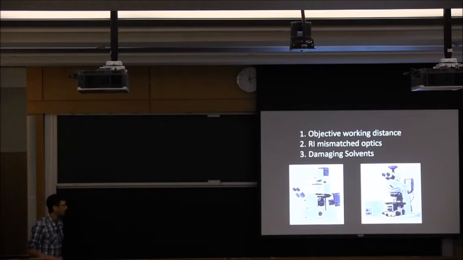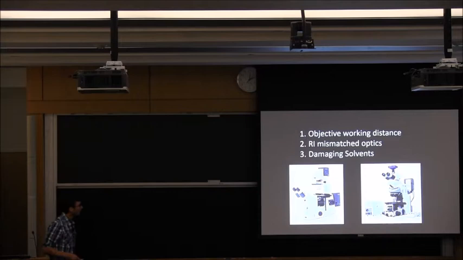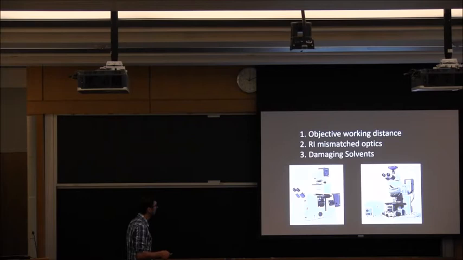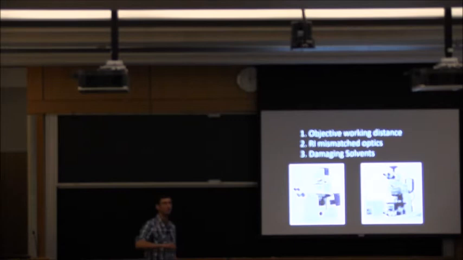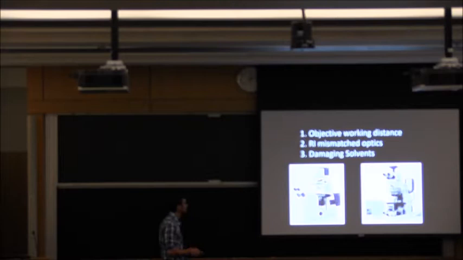So let's take a look at the first three here. How do we get around these first three? The objective working distance, the refractive index mismatch, and the solvents. The first thing you need to know is that there are some microscopes that just aren't going to be able to do this. Okay, so for example, on an inverted microscope, our objectives sit under the stage, and they move up and down. They usually have a fairly limited travel distance. So an inverted microscope is not a good solution for imaging clear tissue. Often you just can't move the objectives far enough to cover the entire distance through your sample. So in these situations, an upright microscope is definitely much preferred.